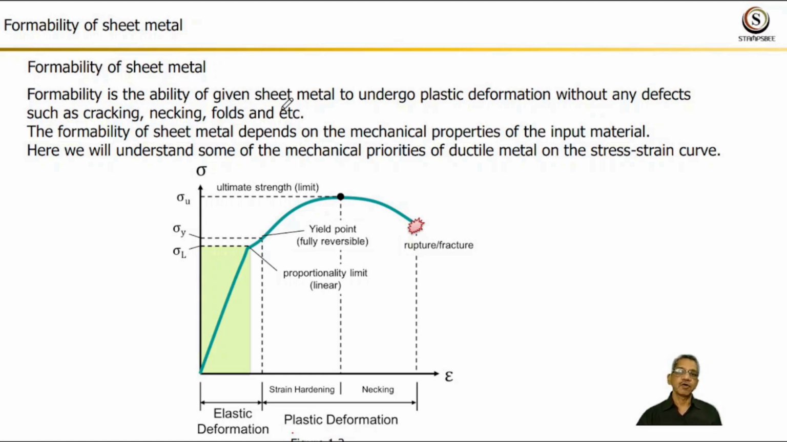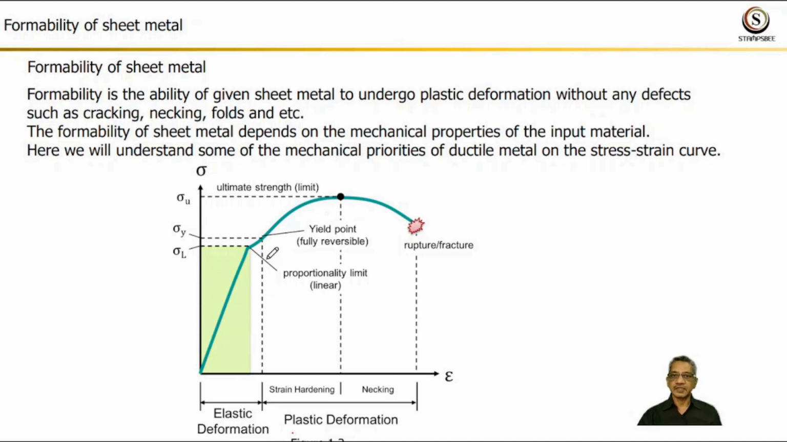Formability is the ability of a given sheet metal to undergo plastic deformation without any defect such as crack, necking or fold. The formability of sheet metal depends on the mechanical property of the input material. Here we will understand some of the mechanical properties of ductile metal on the stress strain curve. Figure 1.2 shows the stress strain curve of ductile metal. In this, stresses are recorded on the y-axis and strain on the x-axis.